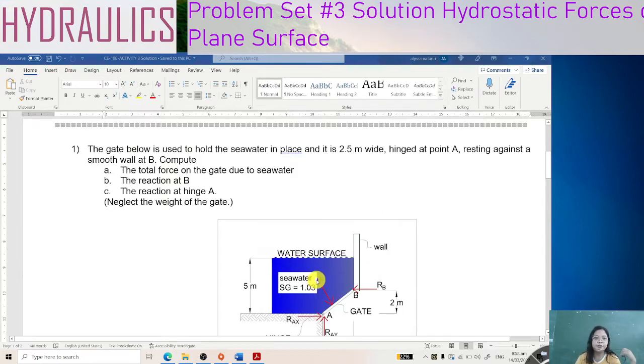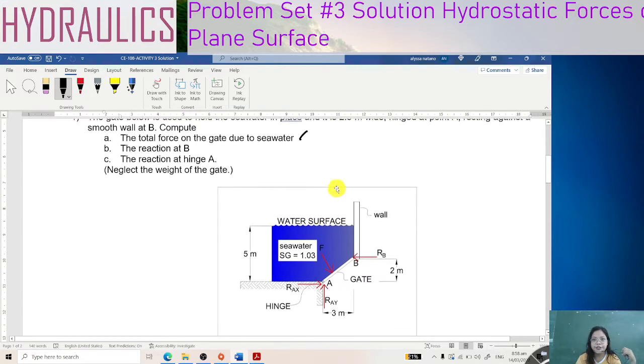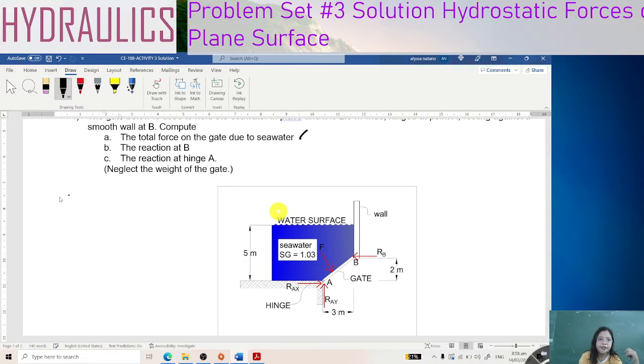So, let's proceed first. So, ano ba yung una? The total force on the gate due to seawater. So, this total force on the gate ay tinatawag rin nating total hydrostatic force. So, from the past lecture, we know that force F is equal to the gamma H bar and A. So, yan lang talaga yan. So, for letter A, hanapin lang natin si total force F. And paano ba natin nahanapin yon? So, isulat ko na muna itong given.